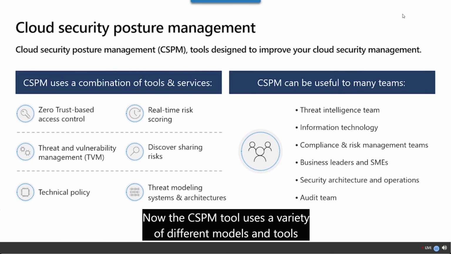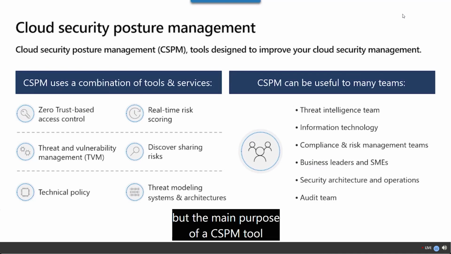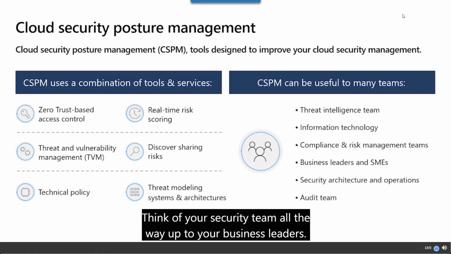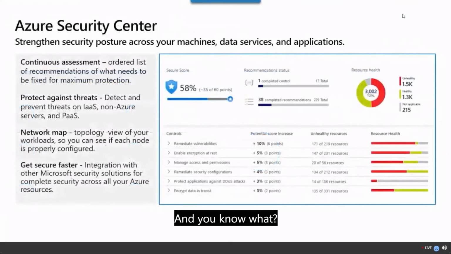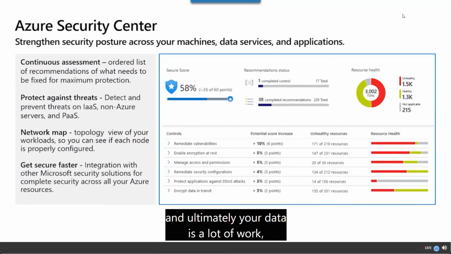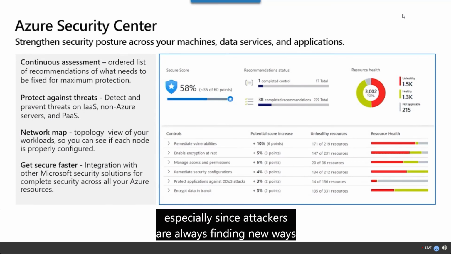Now, the CSPM tool uses a variety of different models and tools that we've already discussed today, like Zero Trust and policies. But the main purpose of a CSPM tool is to provide centralized security management to your team who may be spread across the entire organization. Think of your security team all the way up to your business leaders. And you know what? I think it's safe to say that protecting your network and ultimately your data is a lot of work, especially since attackers are always finding new ways to break into all those different layers of defense.